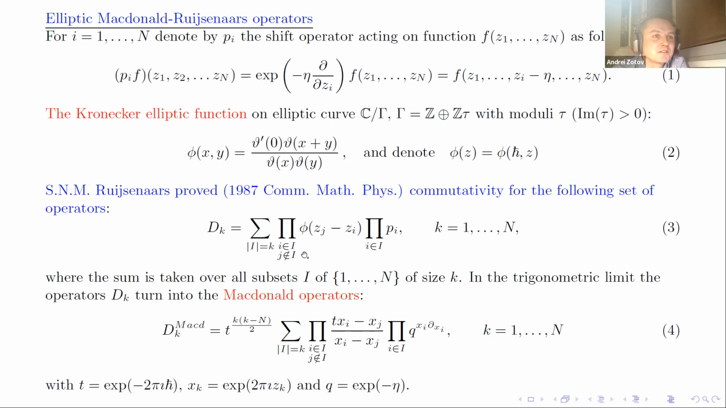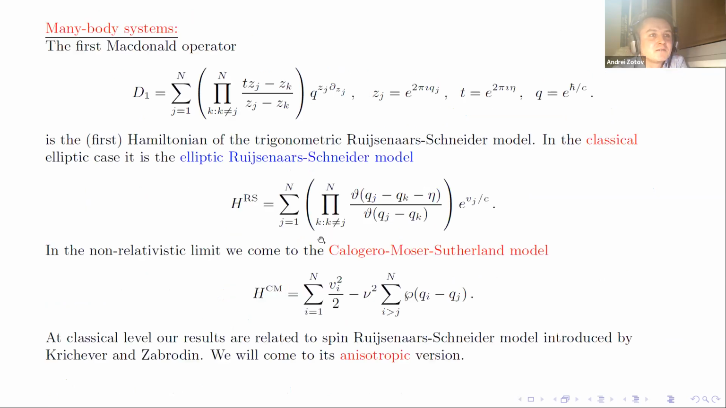And so one index belongs to the subset I, and another doesn't belong. For the first Hamiltonian, we have the I, which consists of one index, and this is why the following expression arises. This can also be seen as the first Hamiltonian of the trigonometric Ruijsenaars-Schneider model. And in the elliptic classical case, it looks as given here, and this is the Hamiltonian of the elliptic Ruijsenaars-Schneider model.